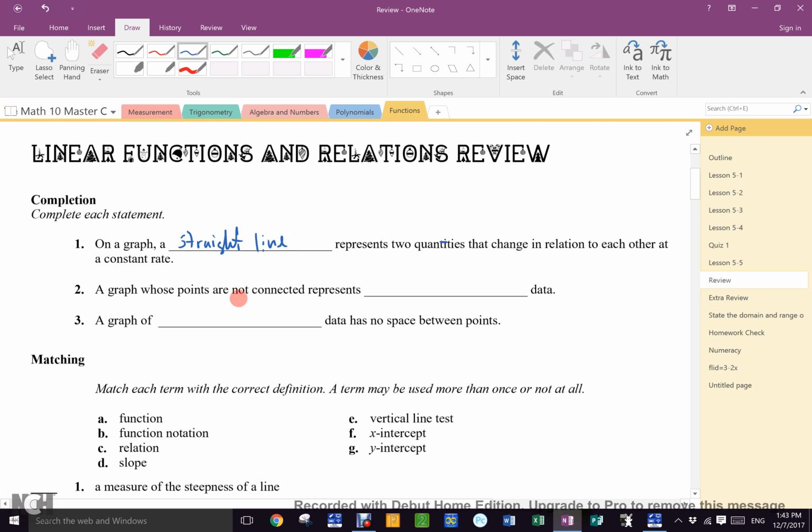A graph whose points are not connected represents what kind of data? Discrete. And a graph of what kind of data has no space between the points? Continuous. All of that is worth 1 mark each. Therefore, the first bit is out of 3. I have 3 out of 3. I hope you do too, because I will be giving I messages today, not you messages.